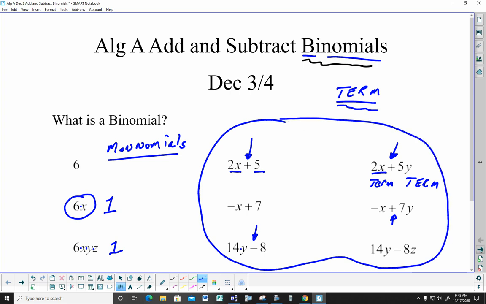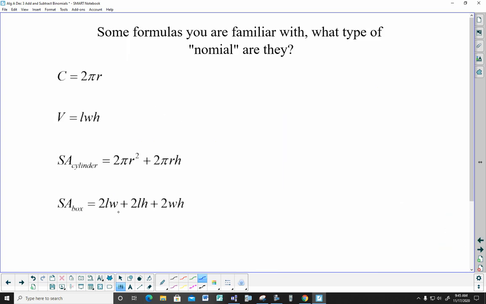Let's look at the next screen. Some formulas that you're used to. This is a monomial because there's no adding and subtracting in it, so that's one item, one thing, one group. This is also one group because it's only multiplication in between it. There's no adding and subtracting. This has an addition symbol. This is one piece. This is one piece.